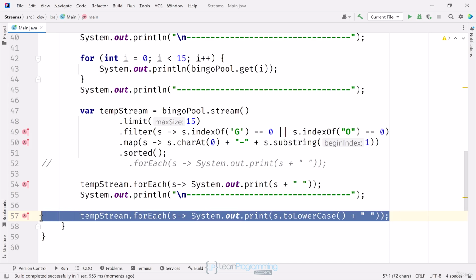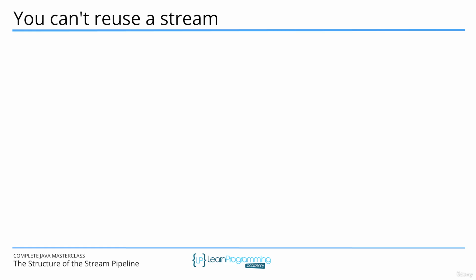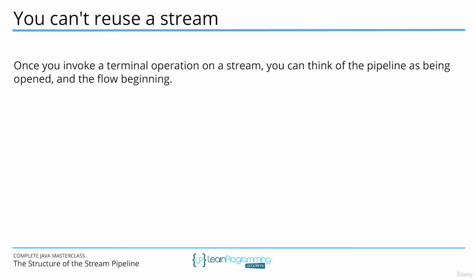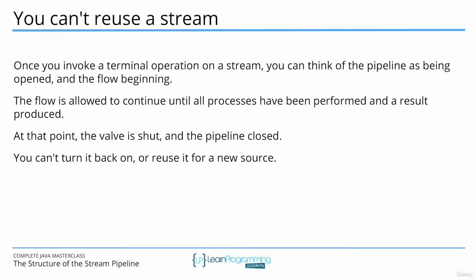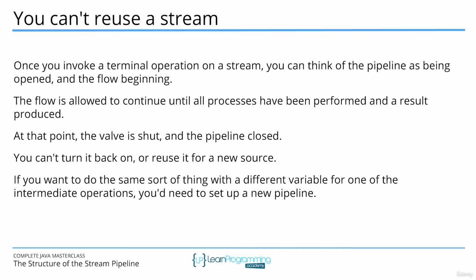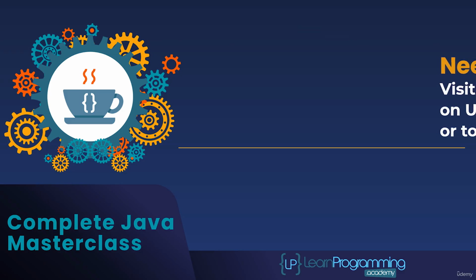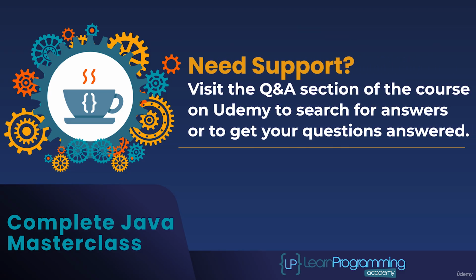Let me remove that last statement first and talk about what this means. Once you invoke a terminal operation on a stream, you can think of the pipeline as being opened and the flow beginning. The flow is allowed to continue until all processes have been performed and a result produced. At that point, the valve is shut and the pipeline closed. You can't turn it back on or reuse it for a new source. If you want to do the same sort of thing with a different variable for one of the intermediate operations, you'd need to set up a new pipeline. Now that you have a bit of understanding about the stream pipeline, let's review different ways to create sources for your streams. We'll start on that in the next video.